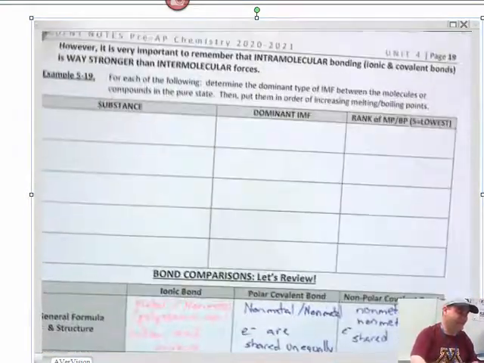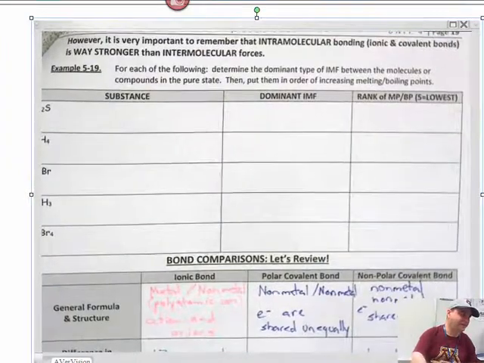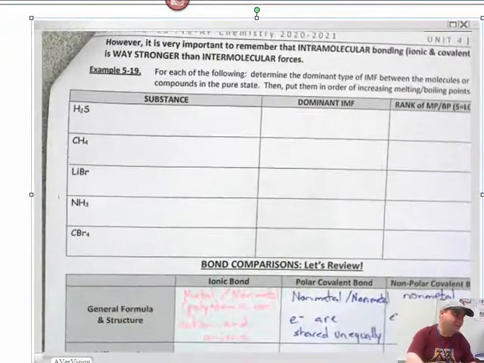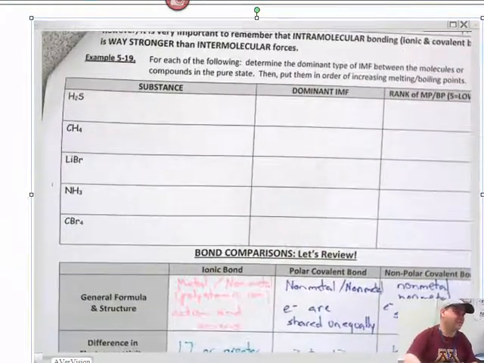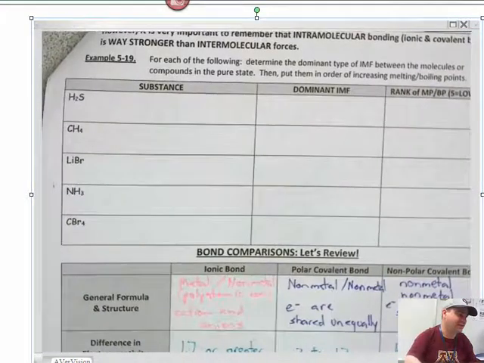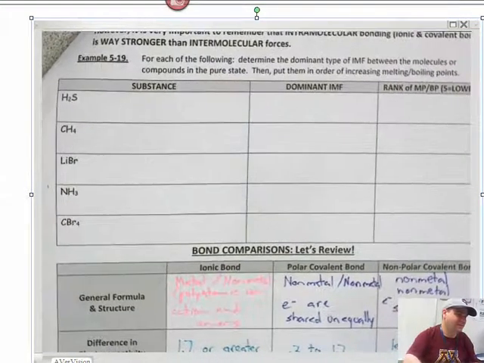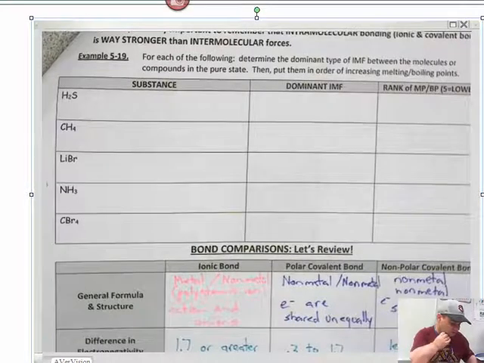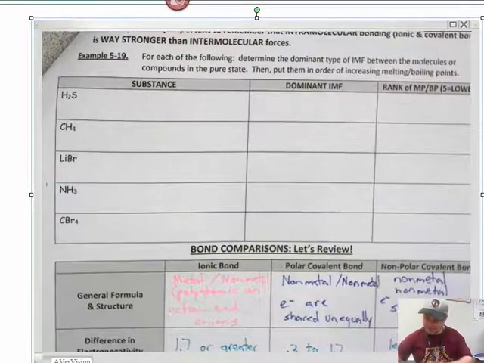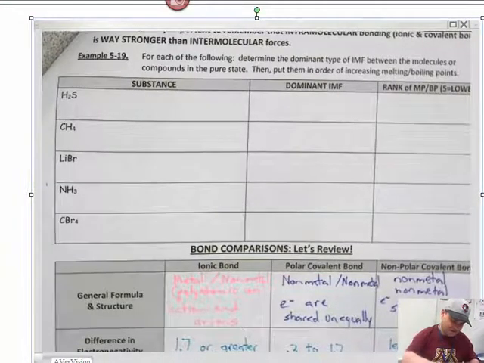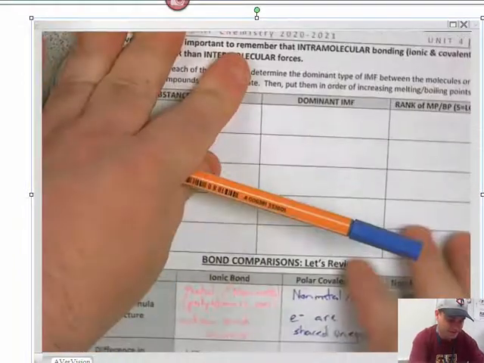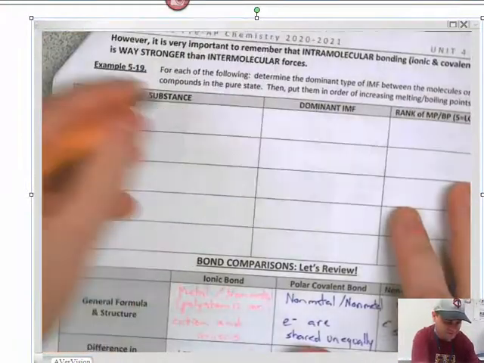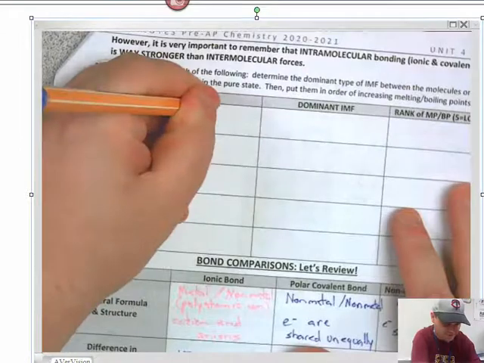This example here. For each of the following, determine the intermolecular force type between the molecules and covalent compounds in its state. Put them in increasing order of boiling points here. So we're going to start off with H2S. The best way to do these is you have to draw the Lewis dot structure. So this has 8 valence electrons.